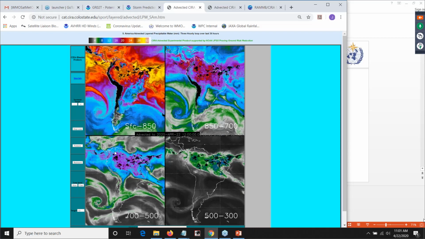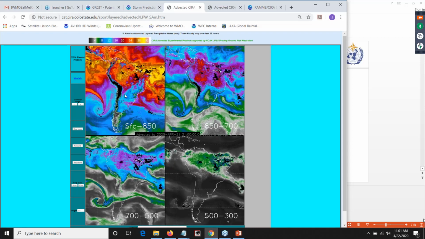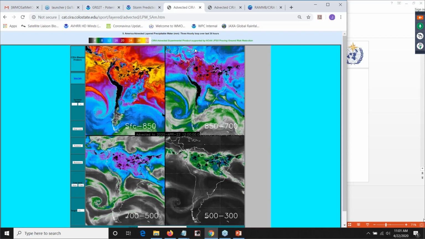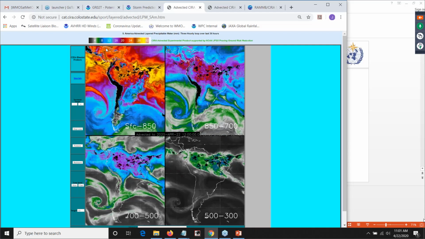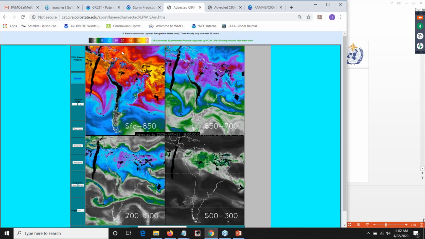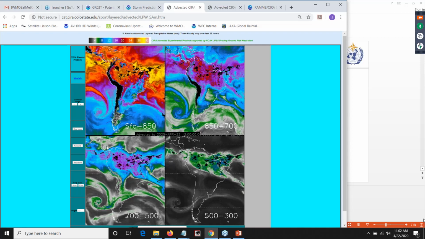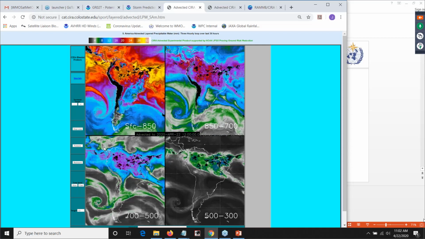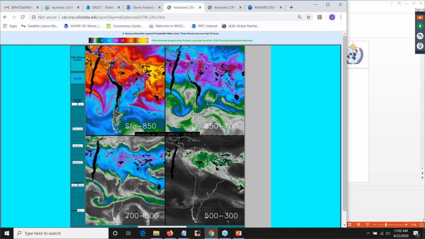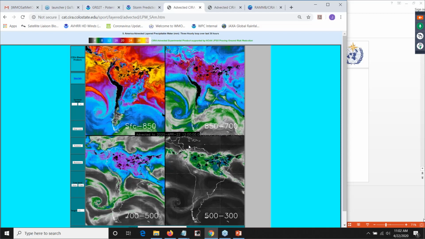Since I have this up as well, we can look at the Caribbean really quickly. And the Caribbean has a lot, if you look at the low-level moisture, it looks moist, right? But look at further up. If you go already to the 700 to 500 layer, there's little moisture available, and it's very dry above 500, right?